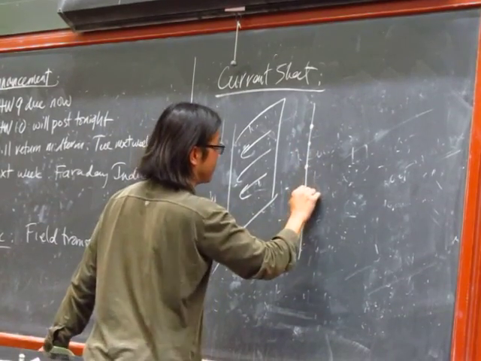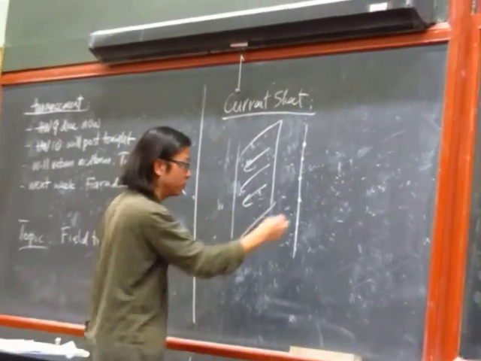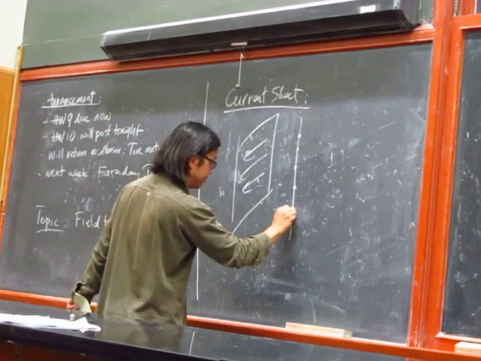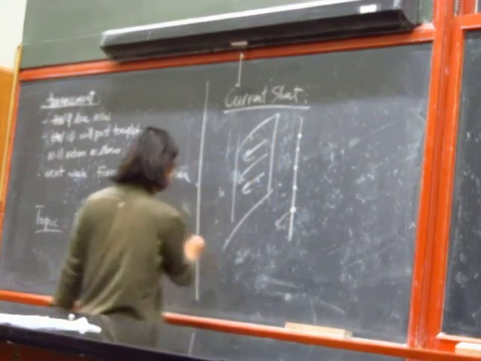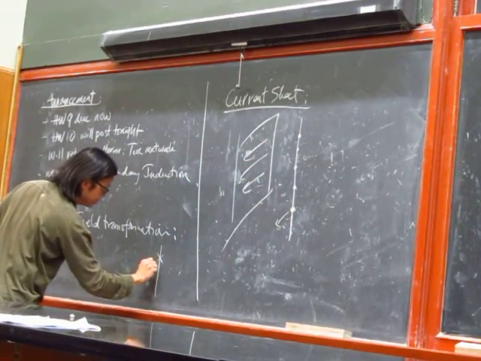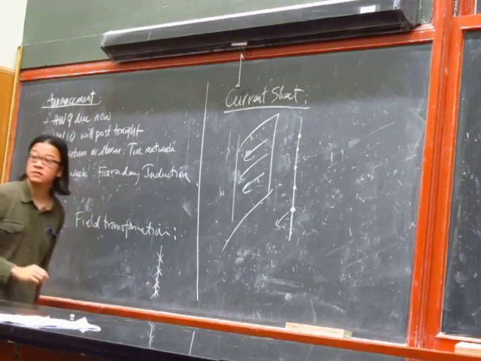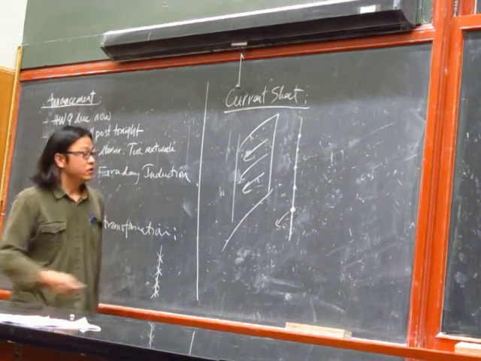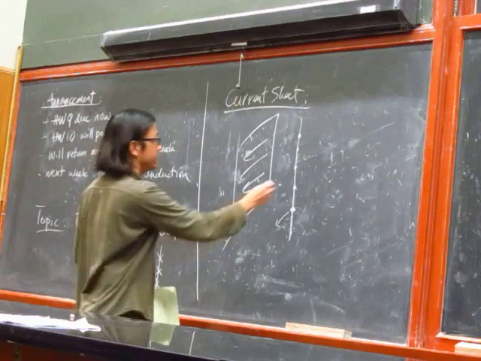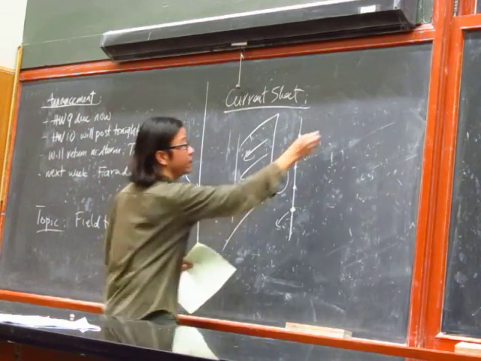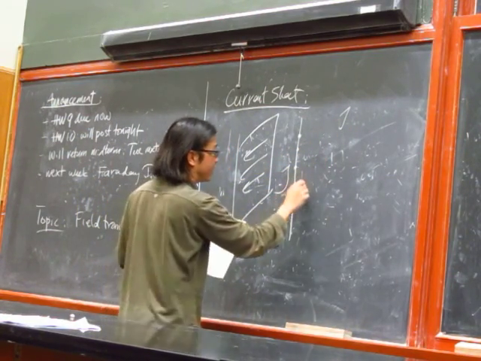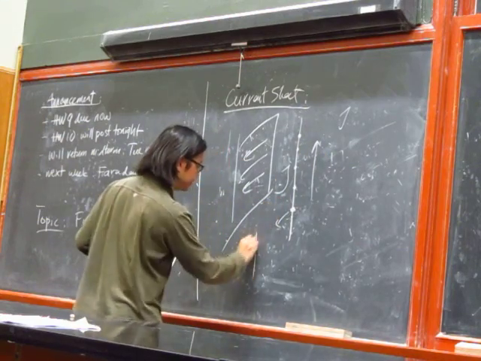A dot means it's something out of the board, right? It's a vector out of the board. If it's into the board, then I put crosses. That means it's into the board, and this is out of the board, right? And there's a current density J, and the B field outside here is in the Z direction.